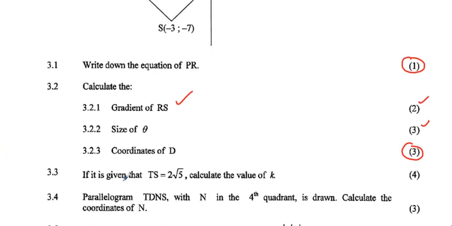Then they gave you some further information. They tell you that ST is 2 square root of 5, so this is the distance or the length, and they're expecting you to calculate an unknown value.